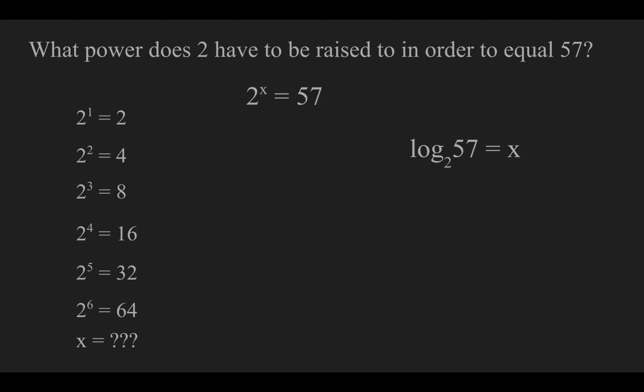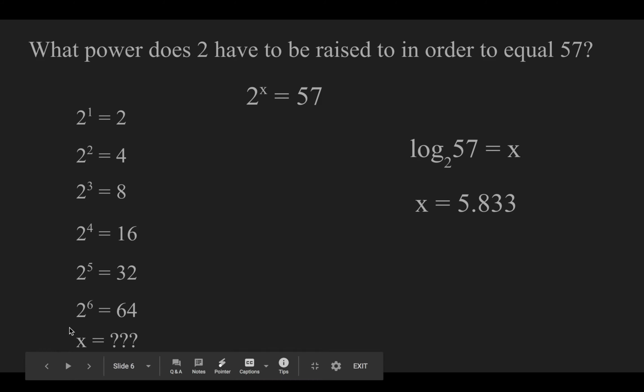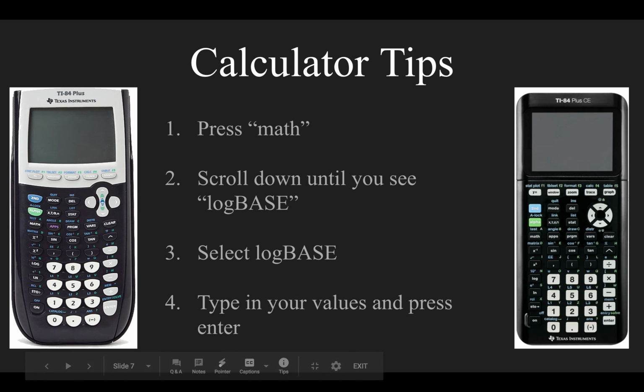That's why you have to do logarithm. Log base 2 of 57 equals x. X equals 5.833, and that's just the number your calculator will spit out. And that's how you do it. Done. 2 steps. Instead of guessing and checking, freaking out, and failing the test.